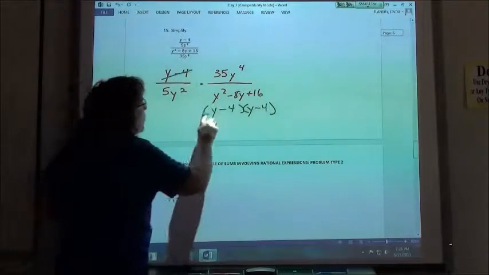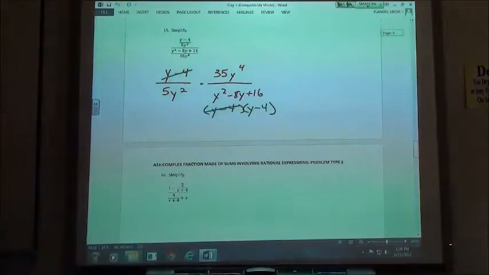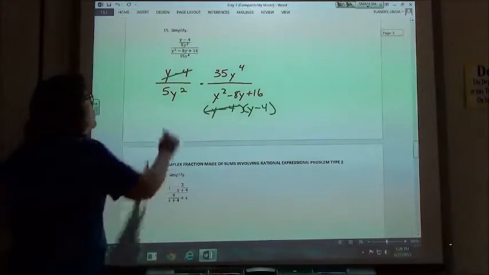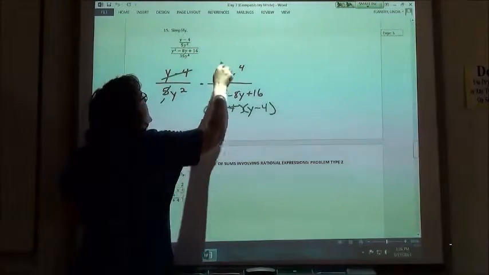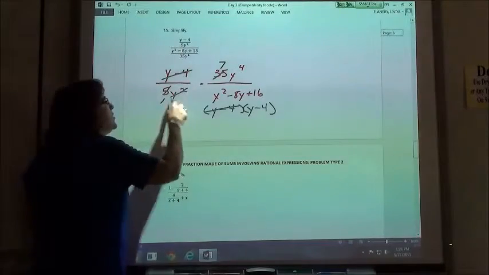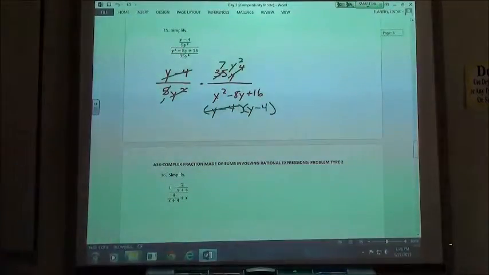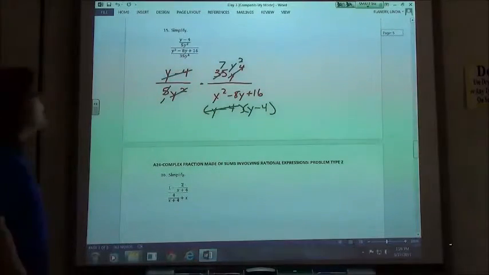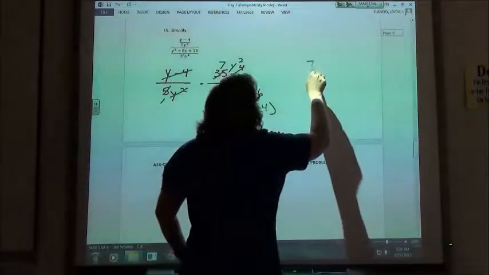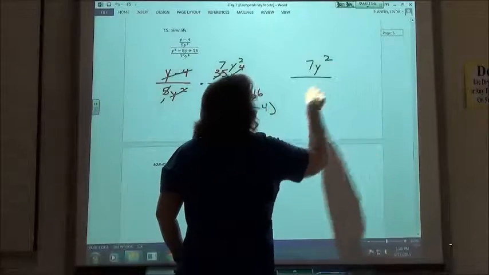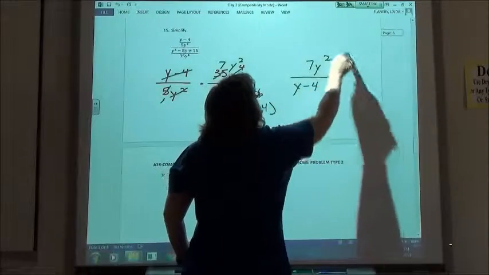So we can cancel out one of the (y - 4)'s, not both of them on the bottom. And then we can do some reducing on this other one. 5 goes into here once and into here 7 times. y² cancels out, leaves us a y² up there because 4 minus 2 is 2. So on the top, we have 7y², and on the bottom, y - 4.